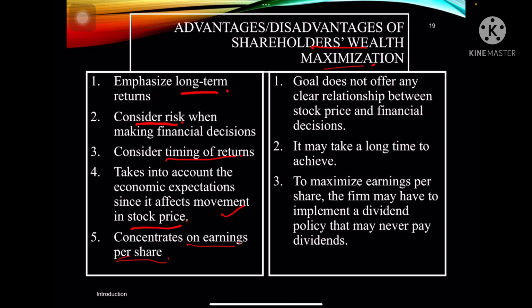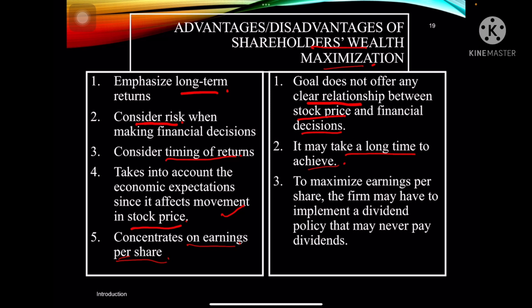Right, so what are the disadvantages? Number one, it does not offer any clear relationship. You can see the relationship between the decision, the share prices, and also the decision taken by the company. Number two, a long time to achieve, just like what I said before. We have to see the profit, the stability of the company, the growth of the company, and so many things that we have to look at in terms of dividend also. So it means a long time to achieve.